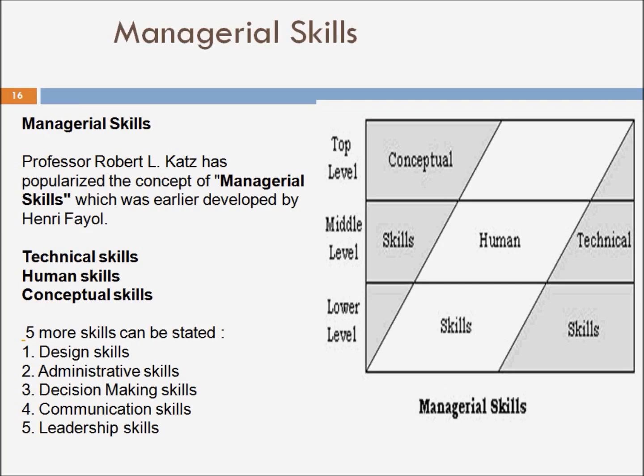So top level management needs to have more of conceptual skills. Human skill is required, technical skill is very less required. Middle level management needs to have both conceptual and technical skill, and human skill of course is required. Lower level management needs to have technical skill to a huge extent, and human skill is definitely required. Conceptual skill is not required, because they are not the strategy formulator, or they do not form the action plan as well.